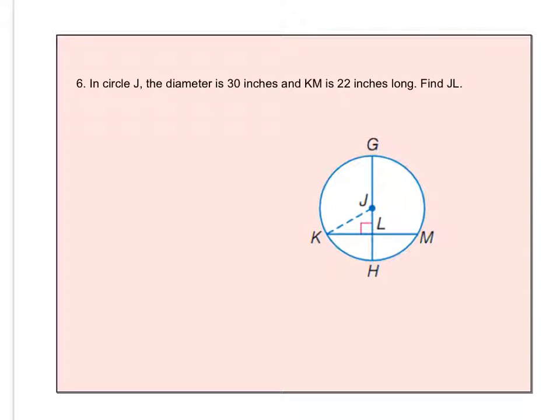So take a look. Circle J. The diameter is 30 inches. KM is 22 inches long. Figure out JL. Ooh, this is a good one. So diameter is 30 inches. Anytime a diameter is 30 inches, that means the radius is half that.